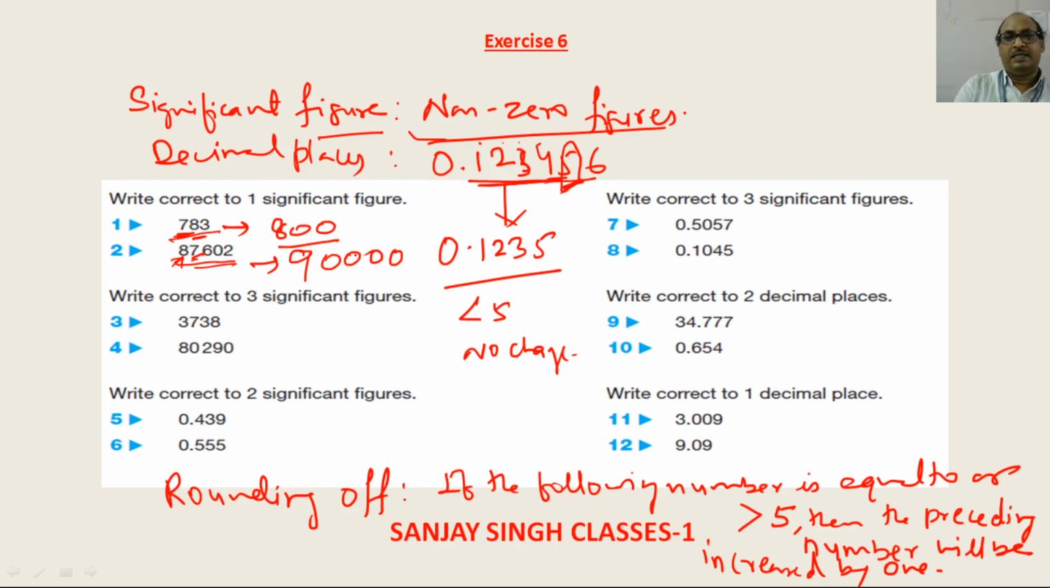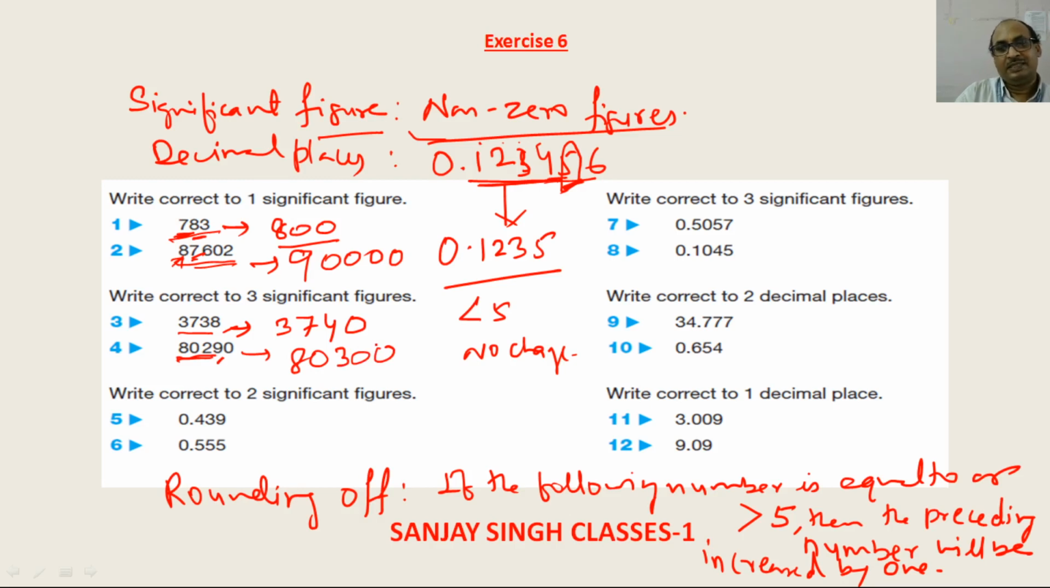Now the next one, write correct to 3 significant figures. So we use this 373, but the following number is greater than 5, so 3 will become 4, and we can write 3740. The fourth digit will become 0. Similarly for this one, 3 significant figures means we use these digits, but 9 is greater than 5, so it will become 80300.